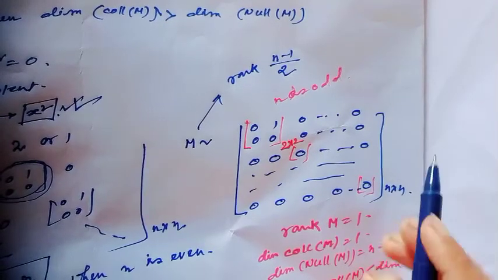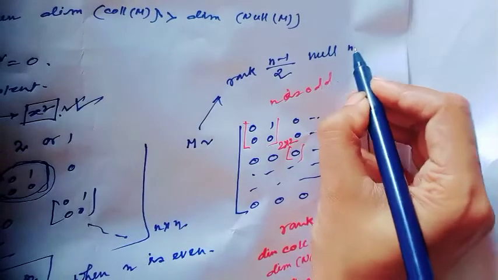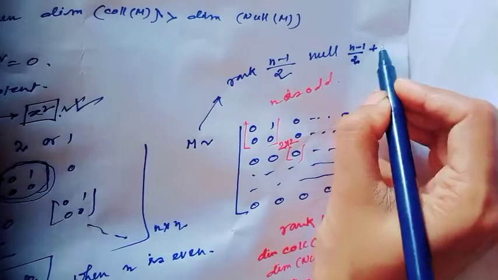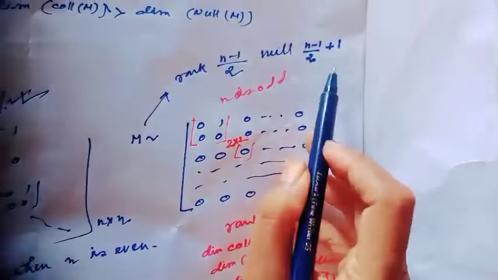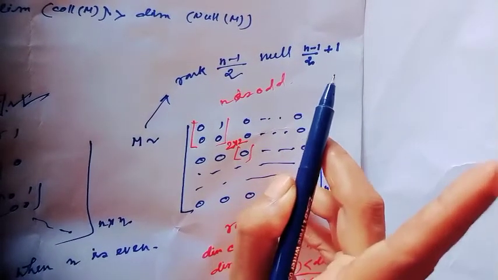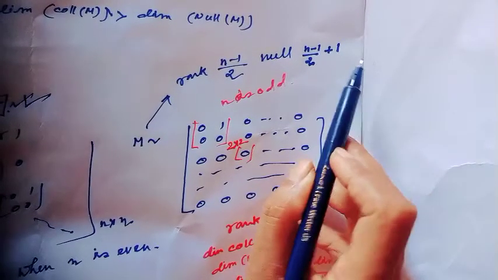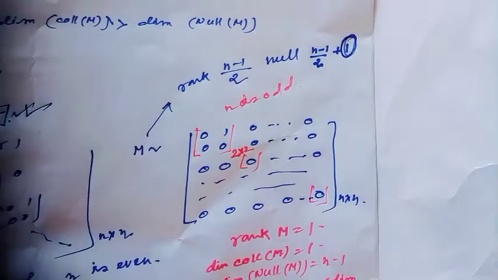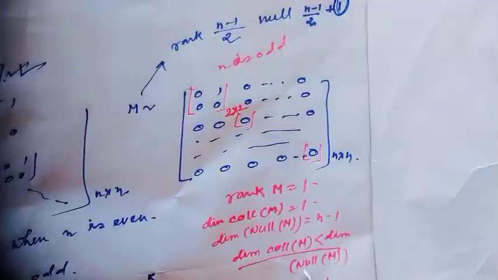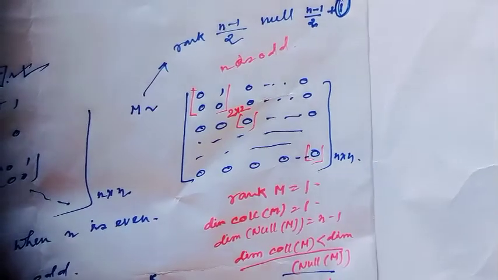So null space of this matrix would be n minus 1 over 2. This is obviously true, and also one extra column would exist, because when n is an odd number, there exists at least one block of size 1 always. So here plus 1. That means when n is an odd number, then dimension of column space would always be strictly less than dimension of null space.